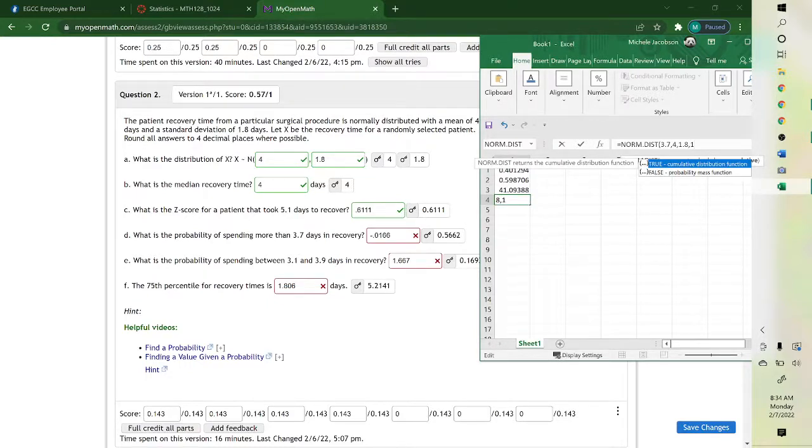And then hit enter. Now this is the percent below 3.7. They want the probability of spending more than 3.7 days. So since they want more than, click over here, put equals 1 minus our value, and hit enter.